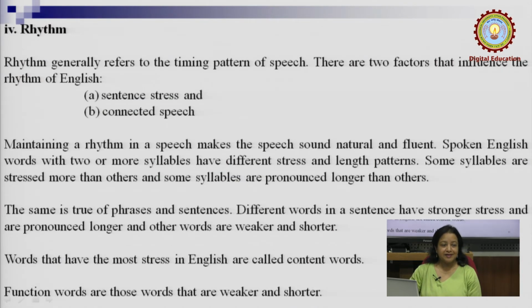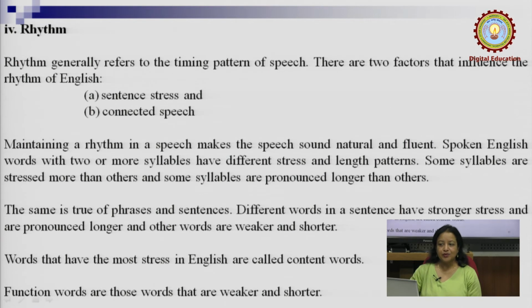The fourth point is rhythm. Rhythm generally refers to the timing pattern. There are 2 factors that influence the rhythm of English. One is sentence stress and 2 is connected speech. Maintaining a rhythm in a speech makes the speech sound natural and fluent.